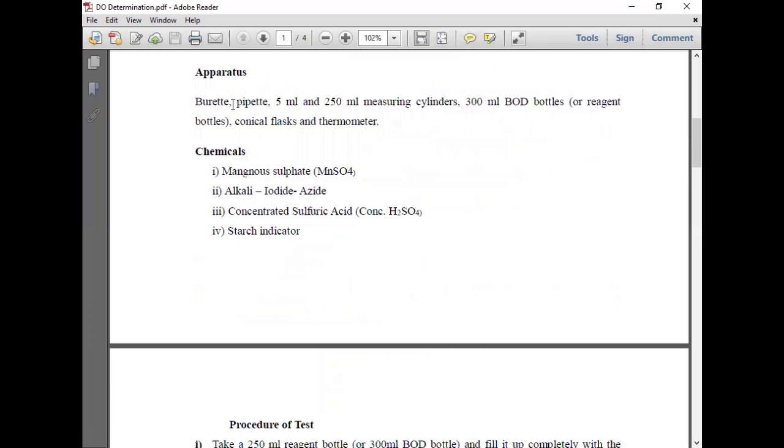Right, for that particular purpose we require the apparatus as burette for the titrant. We'll require pipettes for sodium thiosulfate, alkali. We require pipettes for manganese sulfate and alkali iodide. We require BOD bottles, that is 300 ml BOD bottles. We require a conical flask and a thermometer for measuring the temperature of the sample.